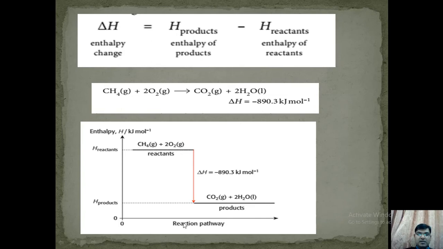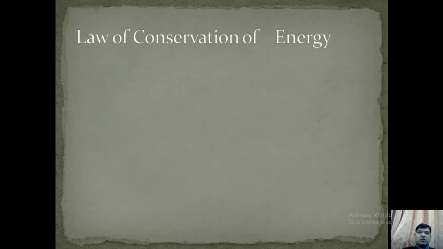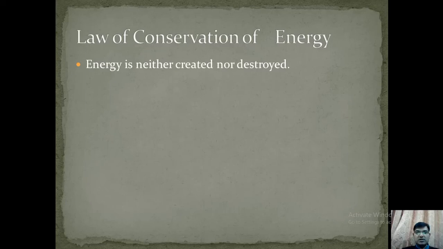This is the enthalpy diagram. You can see that the enthalpy of the reactant has decreased, due to which this is an exothermic reaction. Heat is given out in this reaction, which is used for running different automobiles or used in the burning of methane in natural gas. Okay, so what does the law of conservation of energy state? According to this law, energy is neither created nor destroyed.